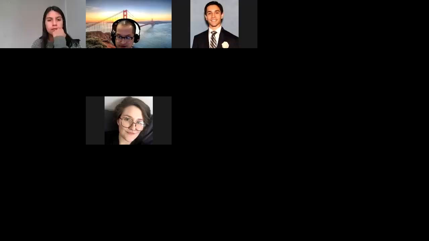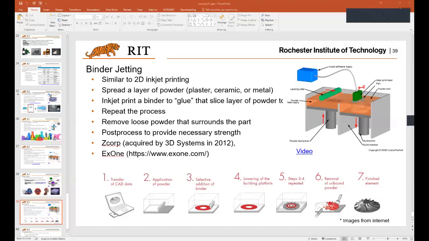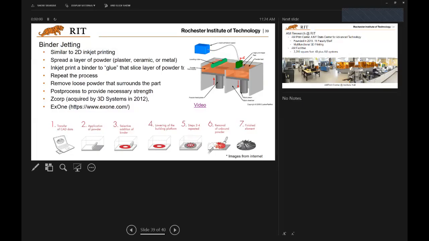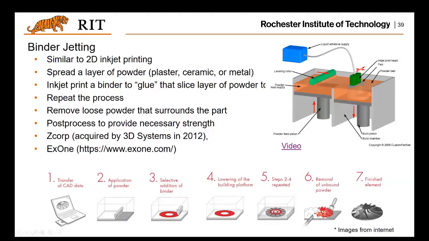All right, as you can see, the post-processing shown there, right? And that is usually a heat treatment to make the part higher strength and remove the binder. And I will go into more details when we talk about this process.